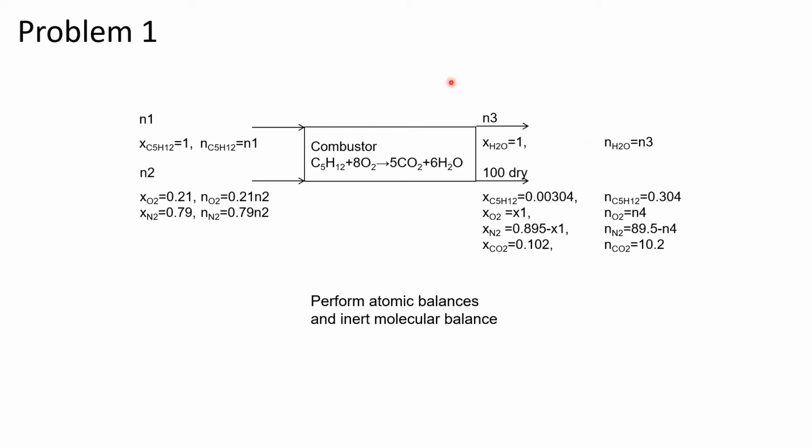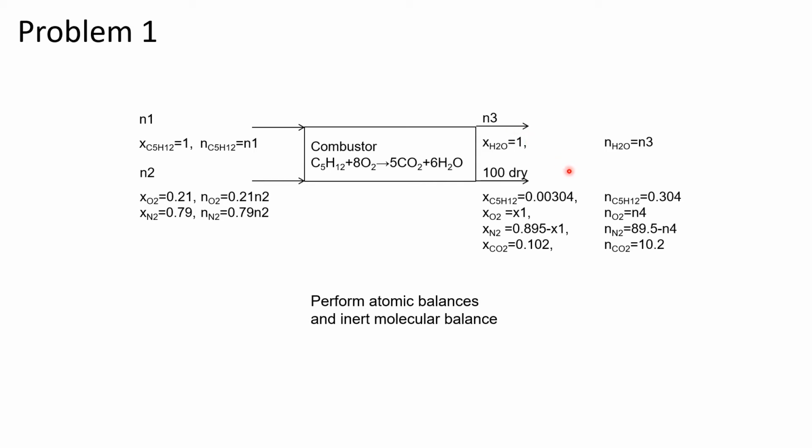So let's first start over here with the pentane feed. If we look at the pentane feed, the flow rate of this stream is N1, and we know the mole fraction of pentane is 1 here, so the flow rate of pentane in this stream is just equal to N1. If we look at the air feed that provides the oxygen for the combustion reaction, its flow rate is N2. We know that 21% of this is oxygen, so the flow rate of oxygen is 0.21 times N2. And likewise, the flow rate of nitrogen is given by the mole fraction of nitrogen, 0.79, times the total flow rate of this air stream, which is N2. The flow rate of water coming out in the stream over here is just going to be equal to N3. The total flow rate is N3, and it's all water.